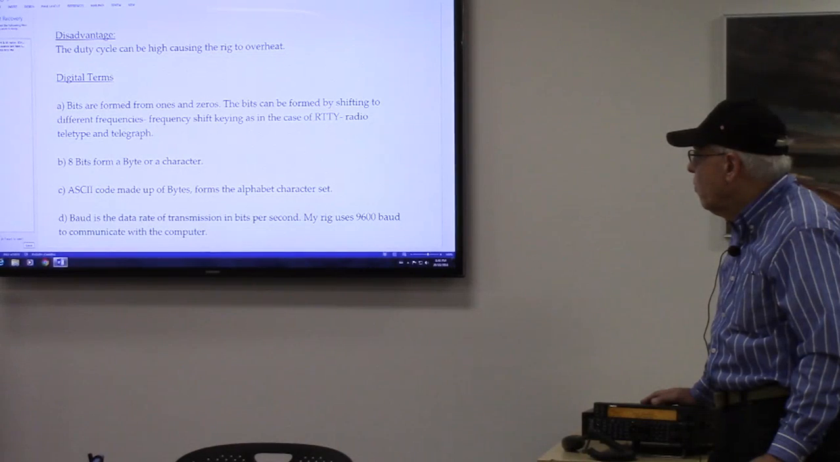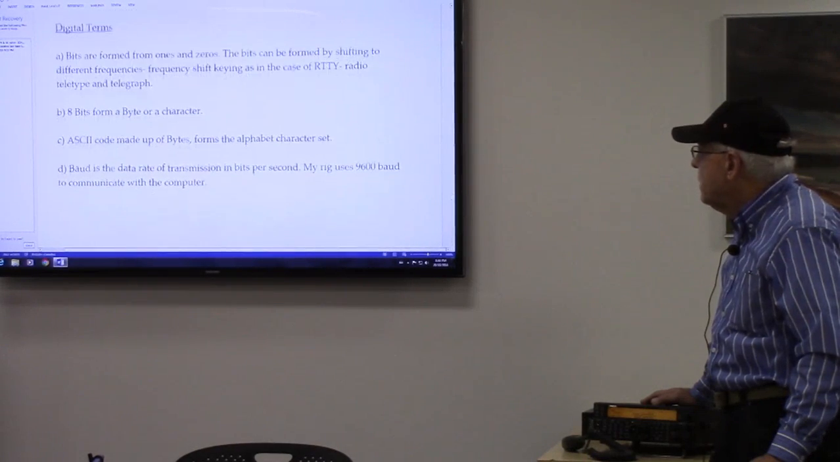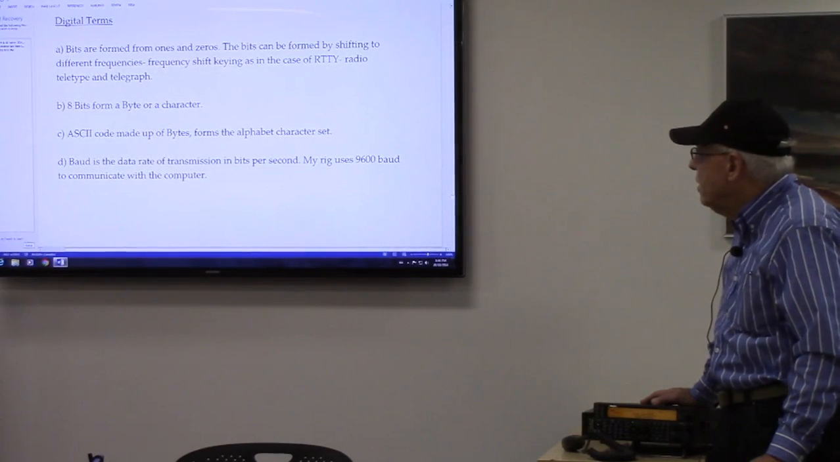Okay, digital terms. You need to know these. Most people know this already, so this is a quick review. You need to know that bits are formed from ones and zeros, and bits can be formed by shifting to a different frequency. This is called frequency shift keying, and it's used in RTTY.